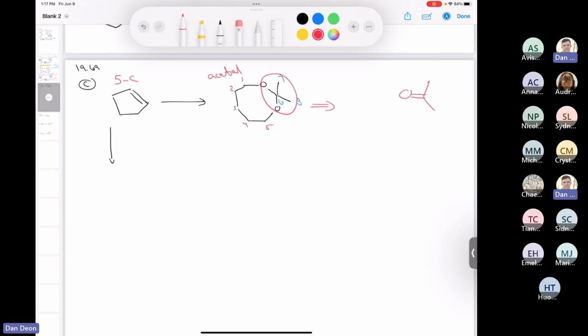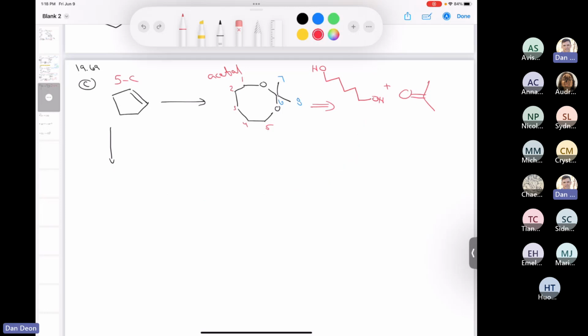It comes from acetone, which is this compound. And then the other part of it, the part with the 5 carbons, comes from this. Look, you got 1, 2, 3, 4, 5, and then you have a hydroxyl here, and then you have a hydroxyl here. That's how you would make this compound.